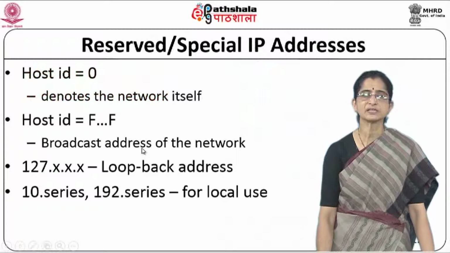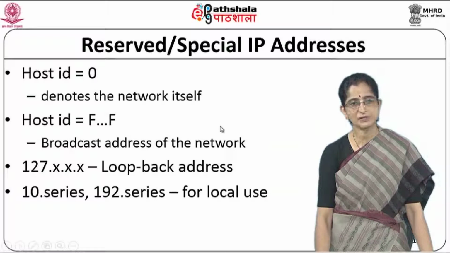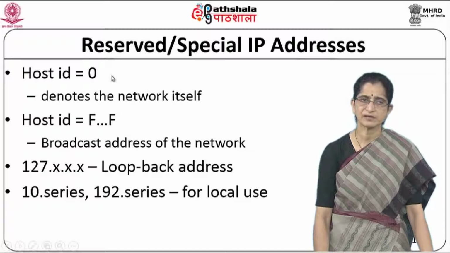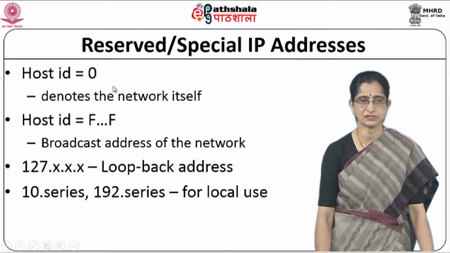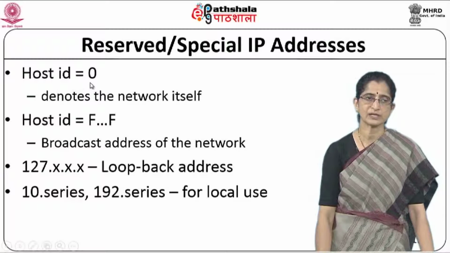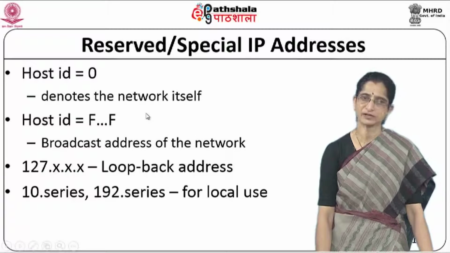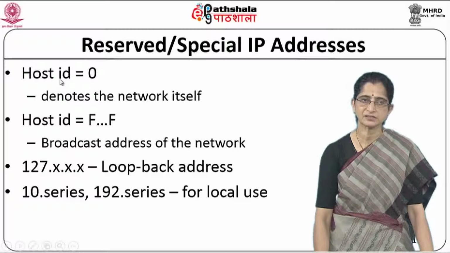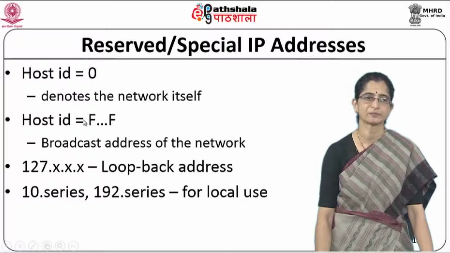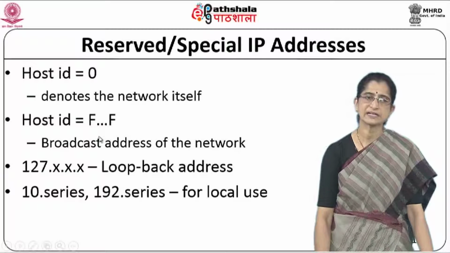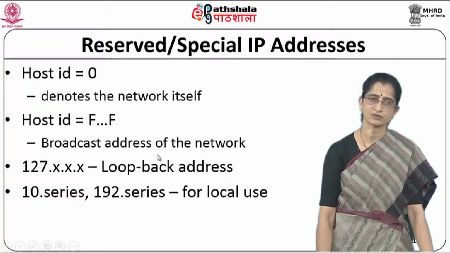Now, in addition to these addresses that we talked about, there are also some special IP addresses which are reserved for special purposes. Okay. This is just a very small list of that. There are many such special addresses which are used. A host ID of 0 denotes the network itself, which means we are talking about the complete network. A host ID of 0 indicates it's just some node on this network. And a host ID of FF, that is if you use all Fs, indicates that it is a broadcast address for this particular network.